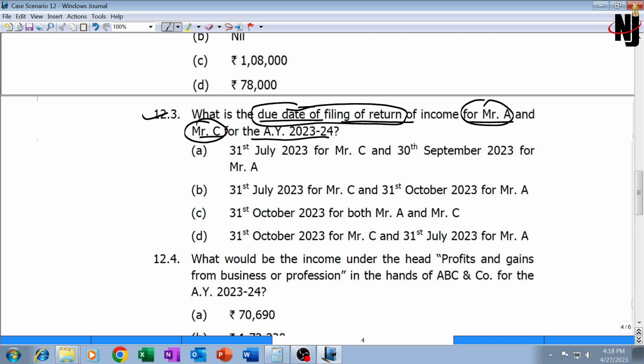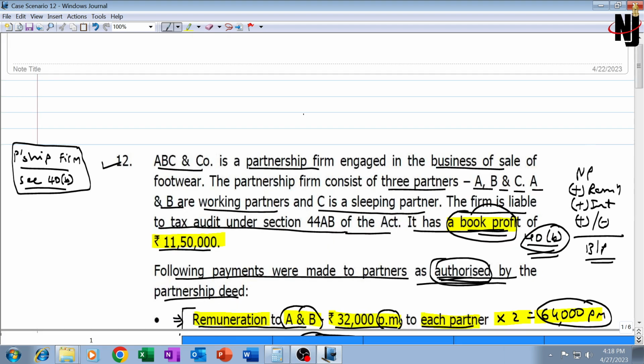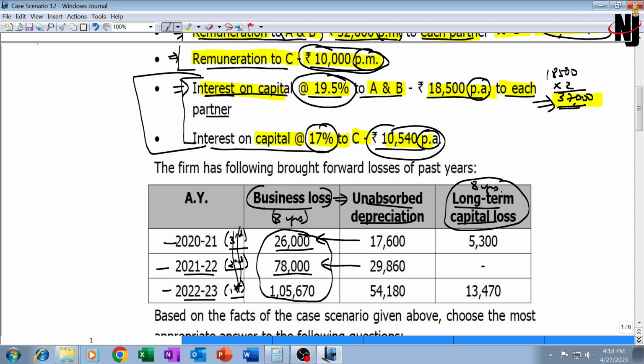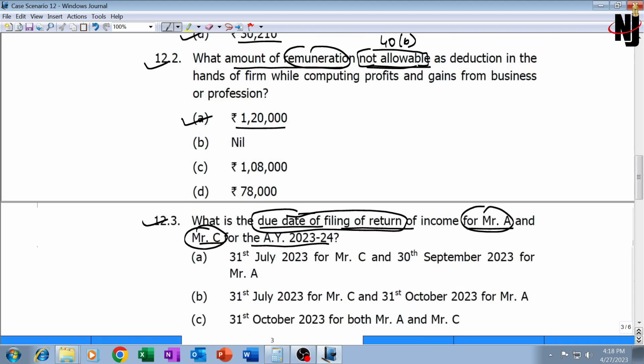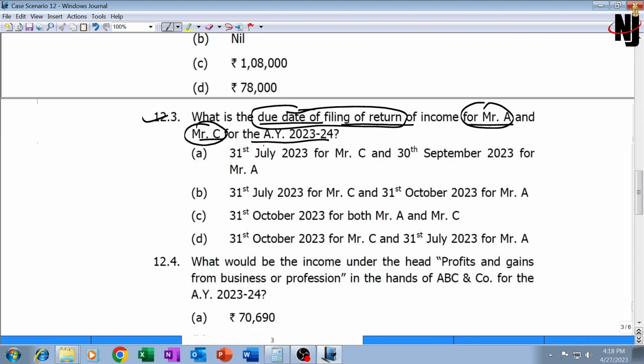The due date would be, if you recollect, it is given at the beginning that the firm is liable for audit. Here it is given, the firm is liable for tax audit under section 44AB. Since the firm is liable for tax audit, the due date for the partnership firm will be 31st October, and therefore the due date for all the 3 partners will also be 31st October only. Option C is the correct answer, 31st October 23 for both A and C.